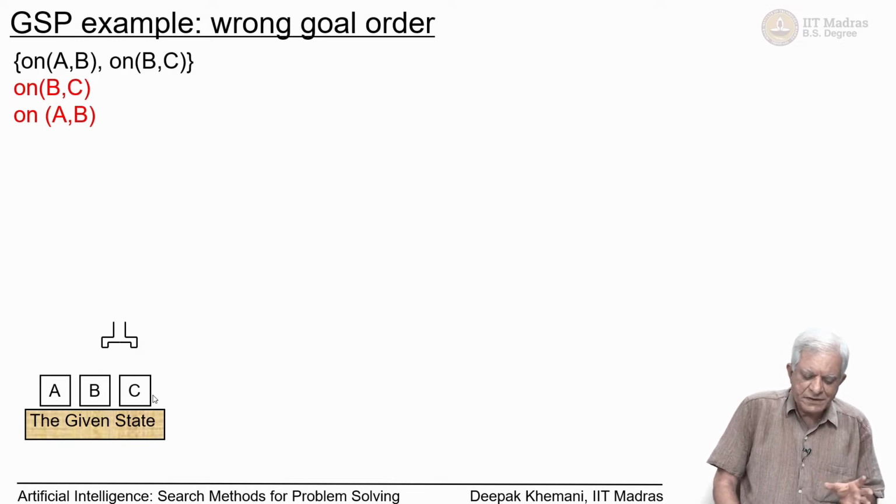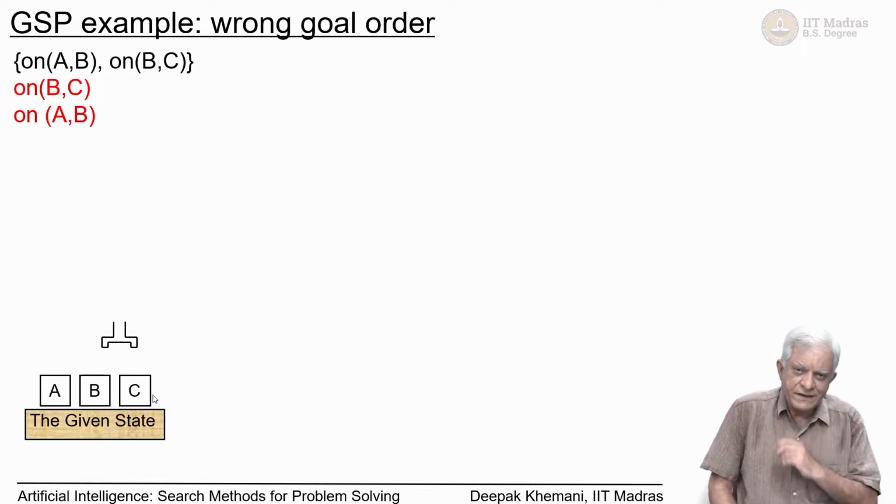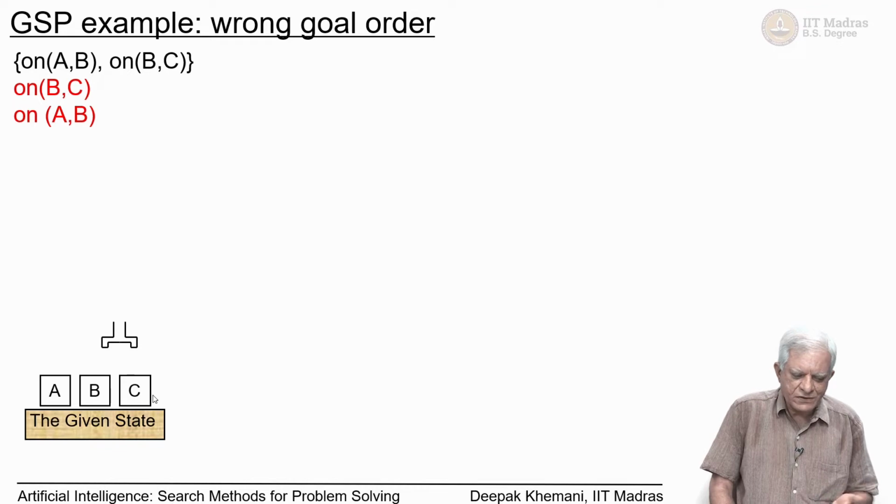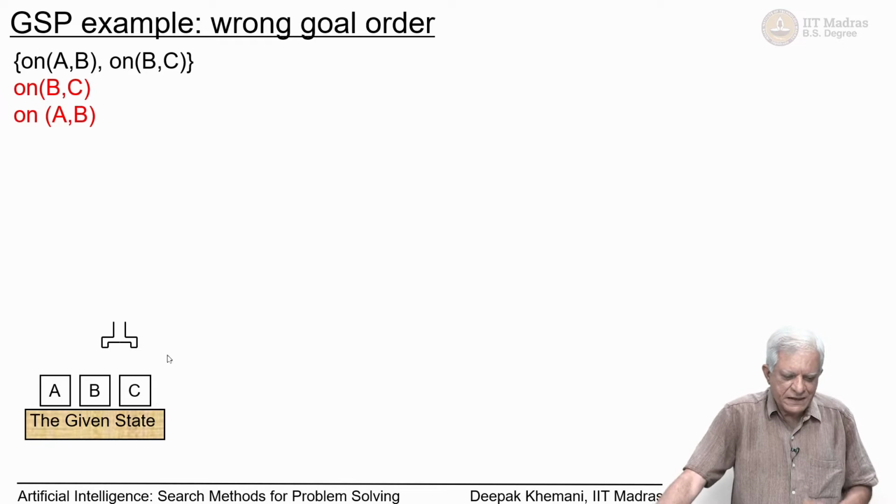So, this is the problem that we have. This given state is that all 3 blocks are on the table and you want B on top of C and you want A on top of B. Now, you can see that choosing the wrong goal order, trying to solve on A B first, is not going to be a great idea, because then you have to again clear B and then put it on top of C. But let us see how goal stack planning handles this.